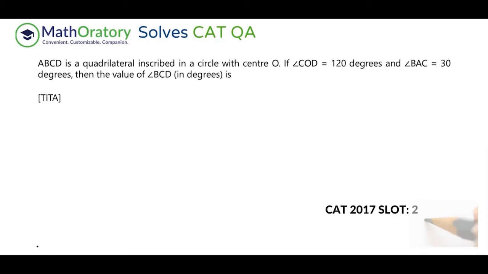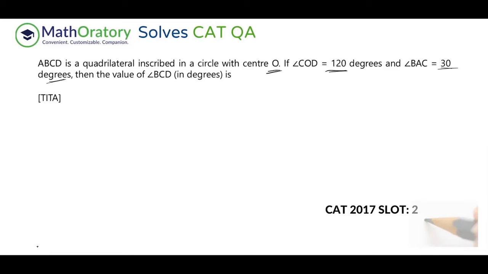So if angle COD is 120 degrees, so CD is subtending an angle of 120 degrees at the center, that is COD, and BAC is 30 degrees. Now ABCD is inscribed, so A should also be a point on the circumference. So BAC is basically the angle subtended by the BC arc on the circumference, so that is 30 degrees. Then the value of BCD is how much?